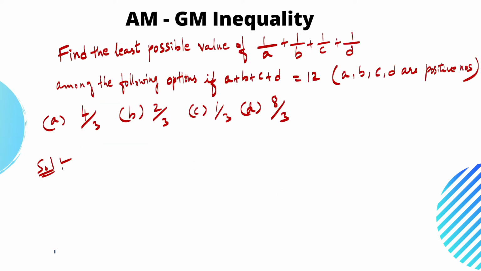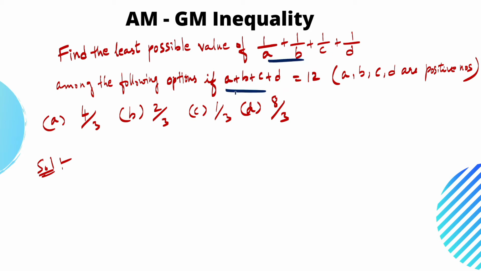We shall move on to the next question. So find the least possible value of 1 by a plus 1 by b plus 1 by c plus 1 by d among the following options if a plus b plus c plus d is equal to 12 and all these are positive numbers. So this is the sum, this is the inverse.